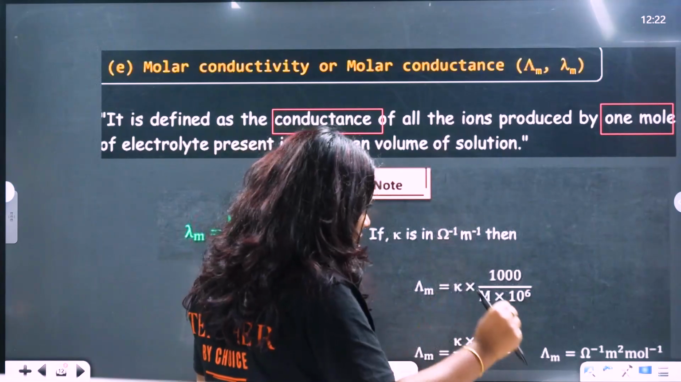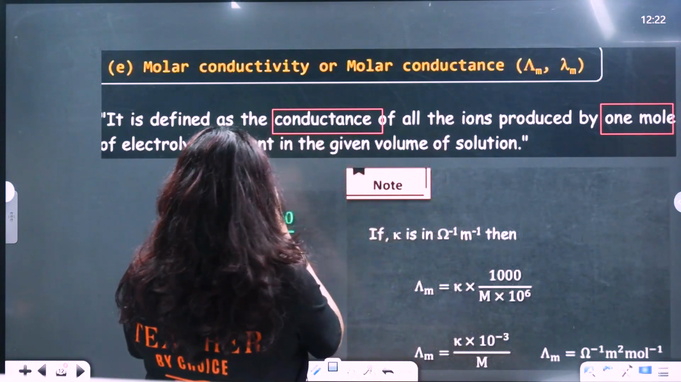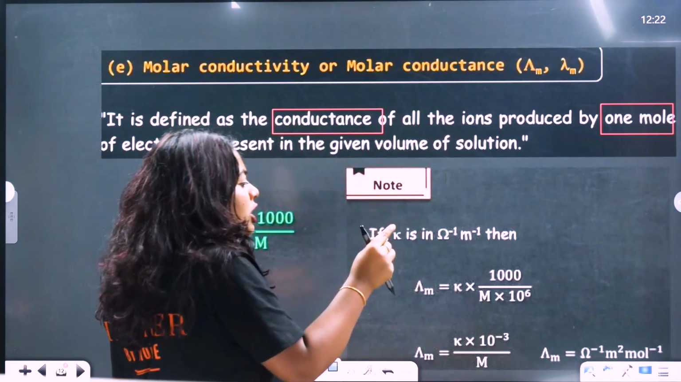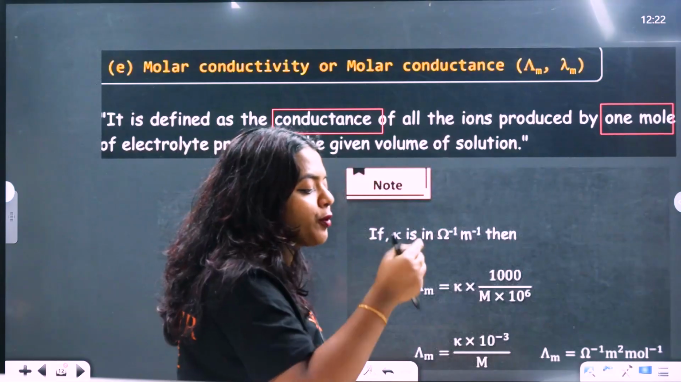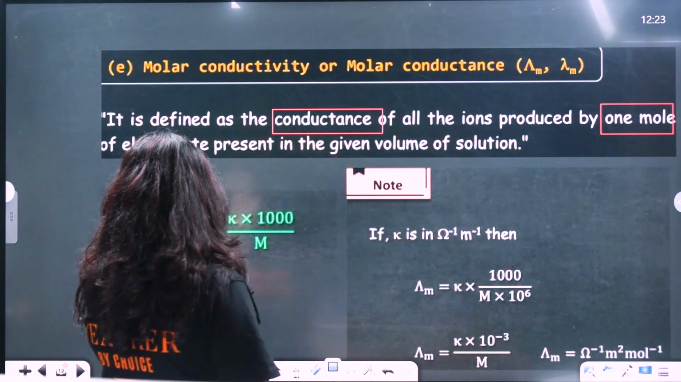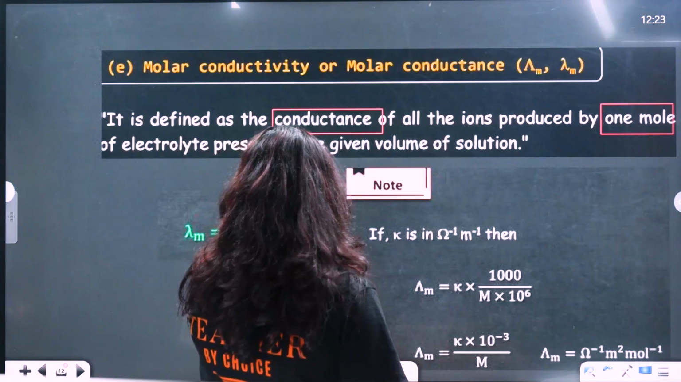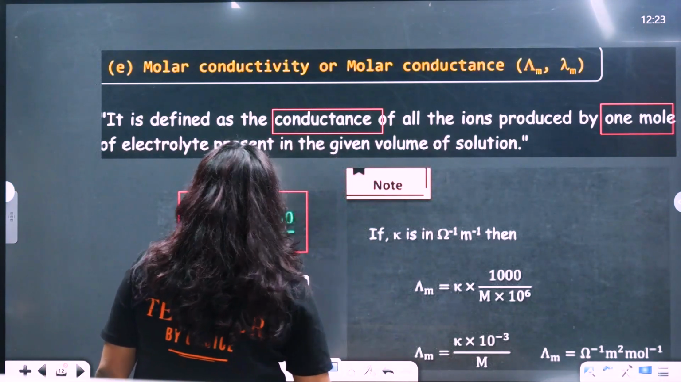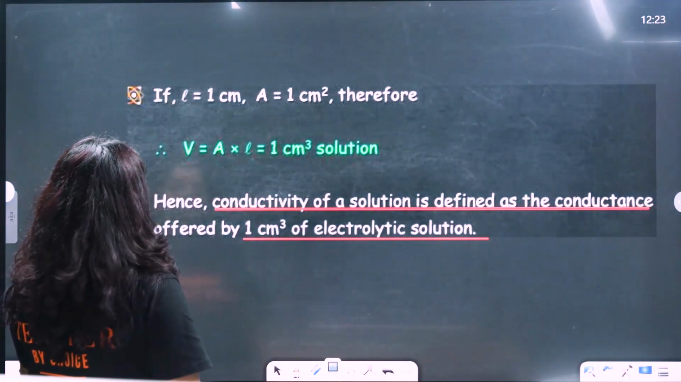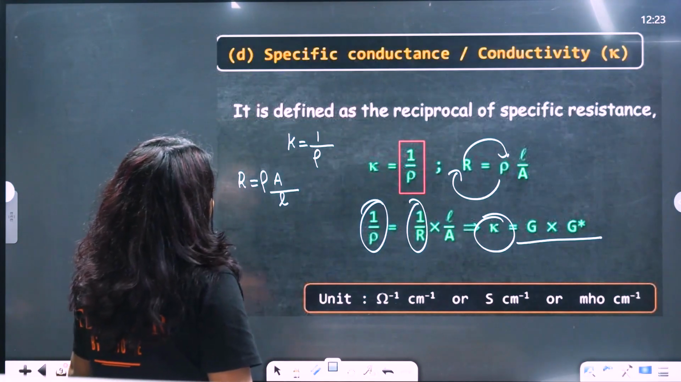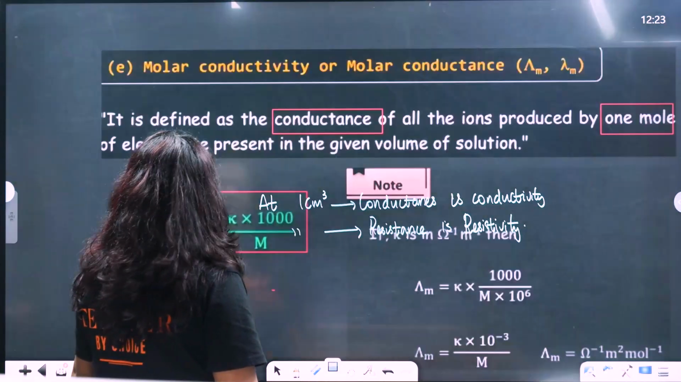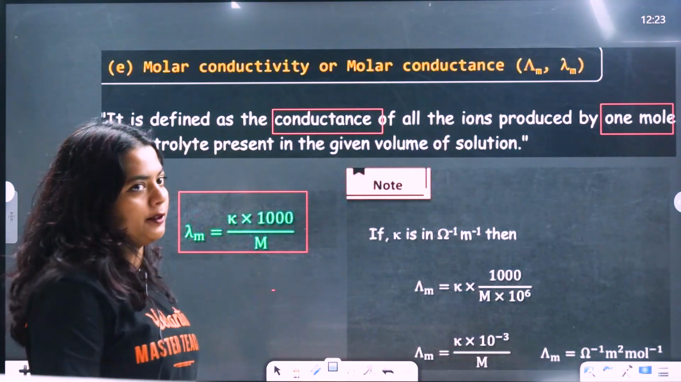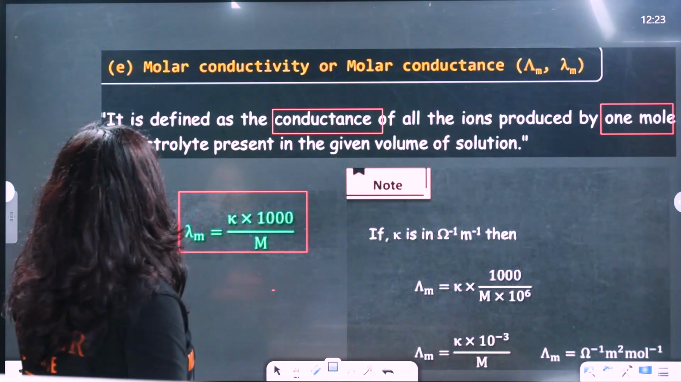I repeat, it is defined as the conductance of all the ions which is produced by the 1 mole. The conductance produced by all the ions in that 1 mole is called the molar conductivity or molar conductance. So always remember this equation. Molar conductivity is equal to the specific conductance into 1000 divided by M. M means molarity. Clear? So this is defined as the conductance.